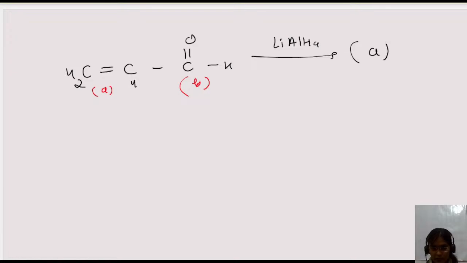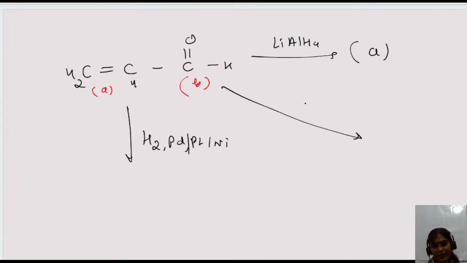Okay, first point and the second point. If I'm using H2 with Pd, platinum or nickel, then same question: both A and B, or only A or only B? Both. Okay, Kanaya. Okay, one more reagent, okay? So that you can understand the point. NaBH4.